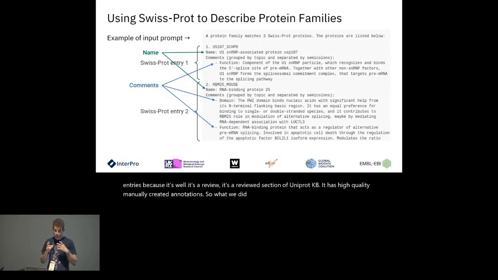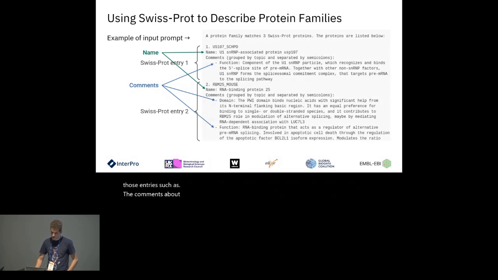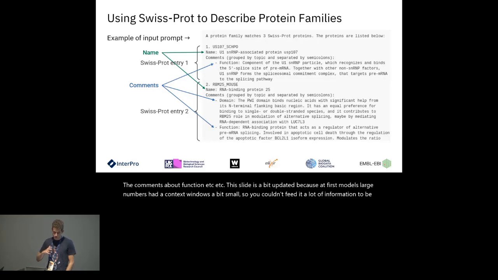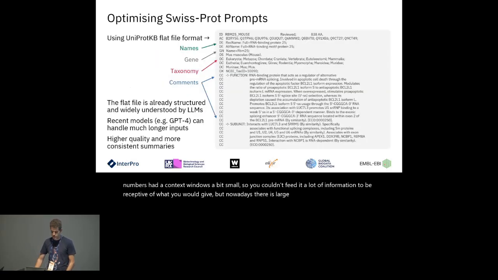What we did is, for each protein family, we collected the matching Swissprot entries, and we extracted key information from those entries, such as the name, the comments about function, etc. This slide is a bit outdated because at first large language models had a small context window, so you couldn't feed them a lot of information. You had to be very selective of what you would give. But nowadays, with large commercial models such as GPT-4, the context window size is huge, so you can just stuff in the UniProt KB flat file, and because it's a well-structured file format, it is also well understood by the large language model.